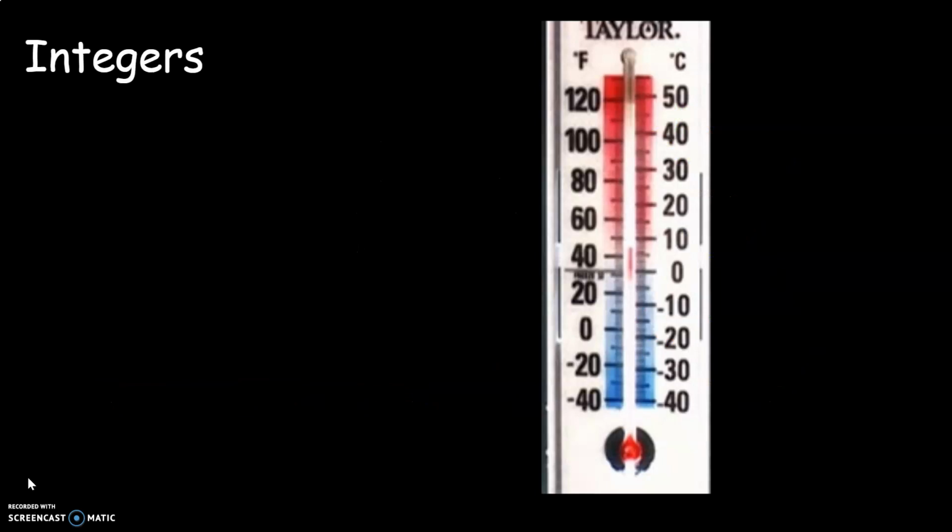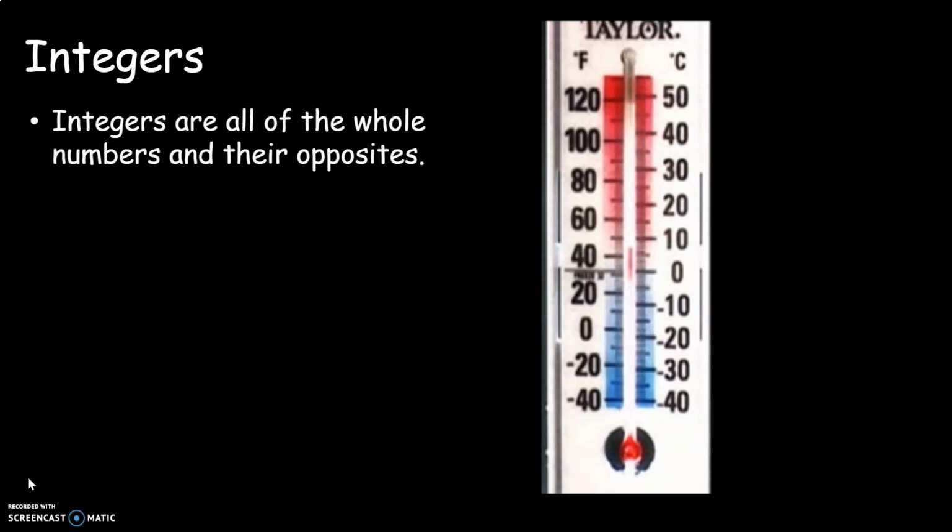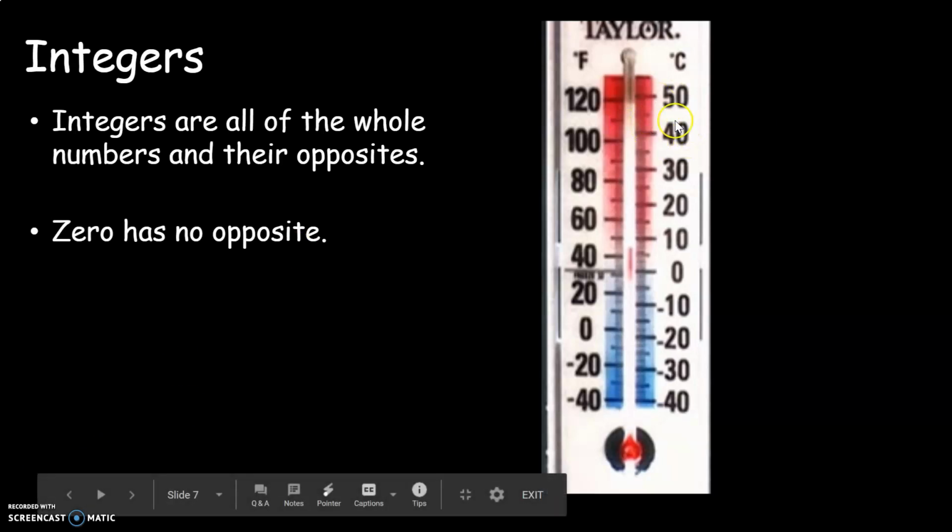All right, the next one we're going to look at are integers. This is actually going to be our whole first unit. So this is a key concept to get us started with our first unit here. Integers are all of the whole numbers and their opposites. Opposites means that they have a negative part. So if you have this thermometer over here, 40 degrees has an opposite, which would be negative 40 degrees. So they're opposites of one another.